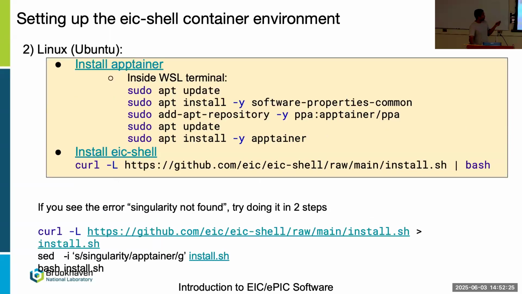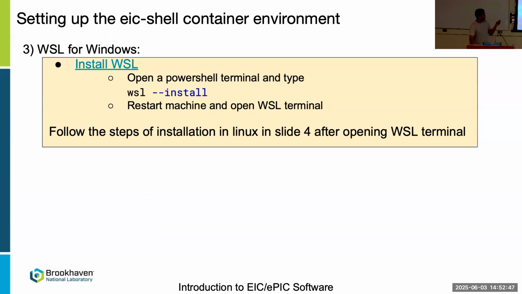On Ubuntu, you had to do all that just to get containers installed, and then you can just run EIC shell. There were a couple of people where it wasn't working. It was saying that it couldn't find Singularity, and we just replaced Singularity with Apptainer, and that worked. And then for WSL, there's just one extra step. You just have to install WSL first before you do the Ubuntu steps, because it's just running Ubuntu inside Windows.